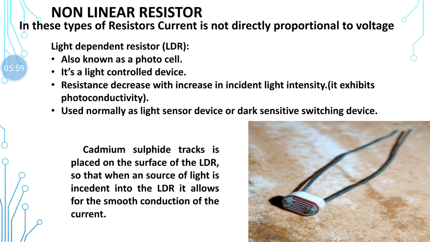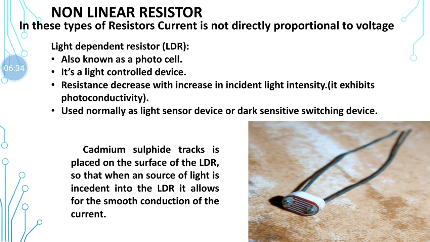Now the non-linear resistance. An LDR is a light dependent resistor, also known as a photocell. It works on the principle of photoconductivity, that is, it is a light controlled device. When light is incident on this LDR, the resistance decreases with increase in the light incident on it.